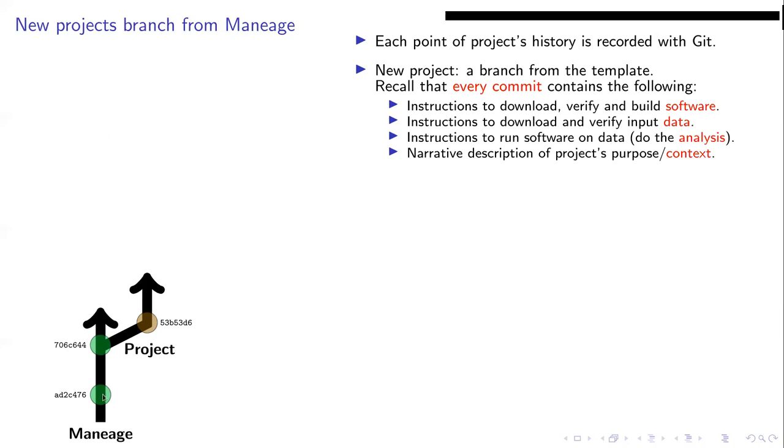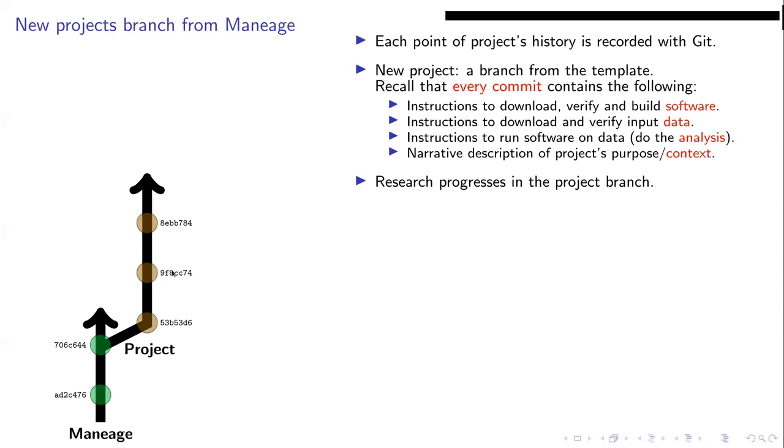So we have this core Maneage branch, which is independent of any single project. So you want to start a project today. You go to the Maneage branch, you pull the most recent commit, and you start your branch. You create a Git branch from the Maneage branch, and you start your project. You start modifying things. You add your title, your author name, an abstract, and then you start to add your data analysis things. Like in the second commit, you add your input data sets, and then over here you start adding your analysis.